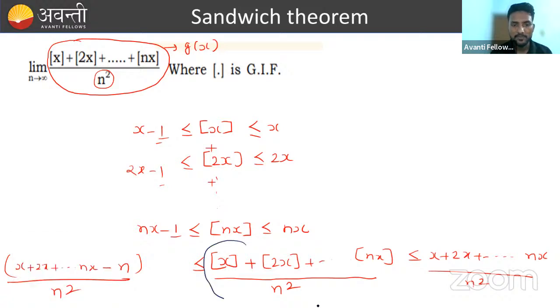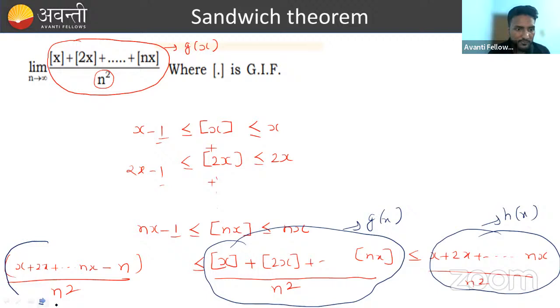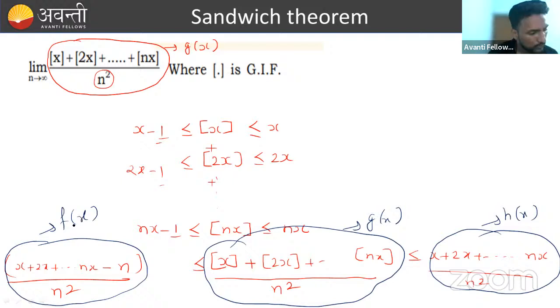Gx. This middle portion is what? g of x. And then this portion is what? hx. And this portion is what? So what you have to do? You just have to find the limit of any one. Either hx or fx, both will be the same. I am finding it for the limit of hx. Whatever the value of this limit of h of x, that will be the limit of g of x also. So what is hx? It is x plus 2x till nx.